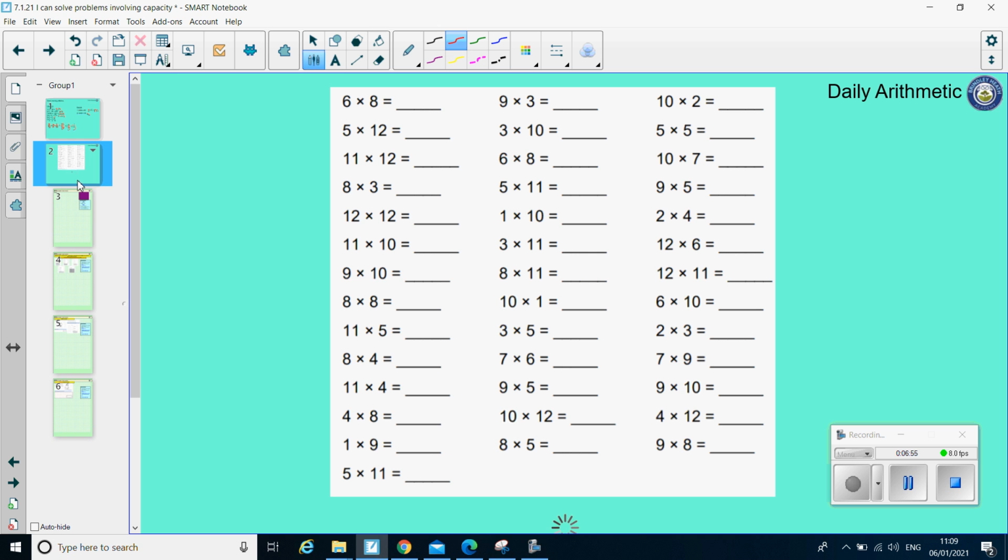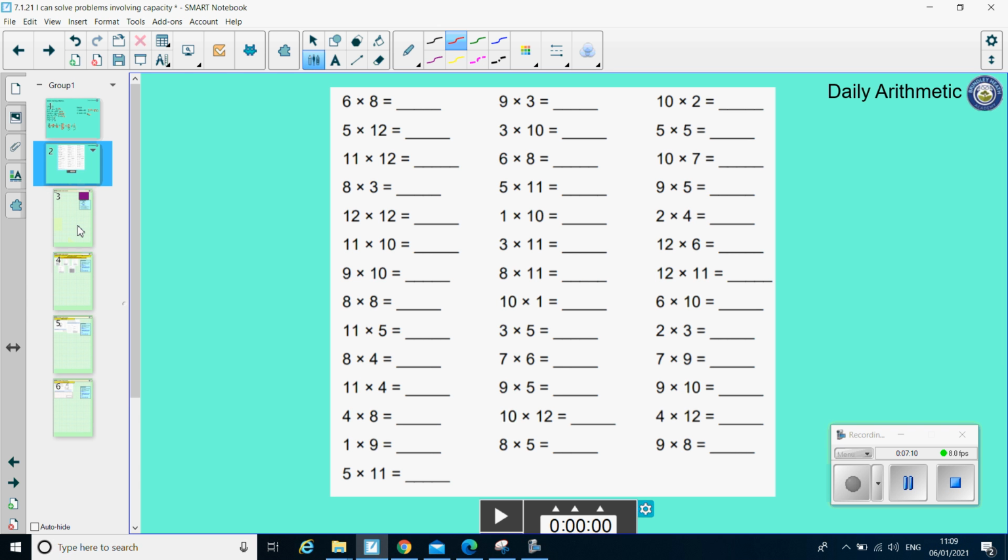Okay, next then we've got our times table practice. So I'd like you to give yourself a minute, time yourself, and have a go at the times tables on the screen for me. Okay, hopefully you've had a go at that.